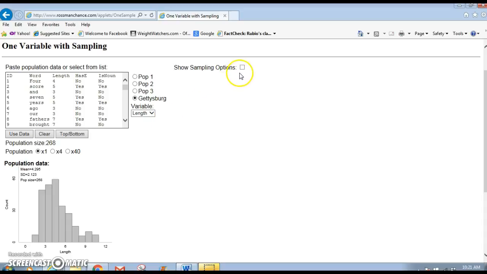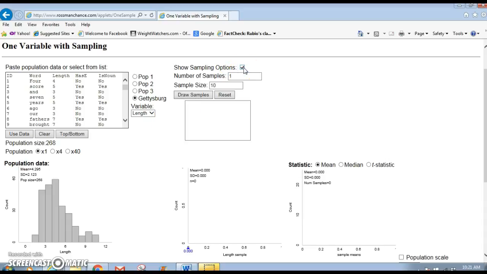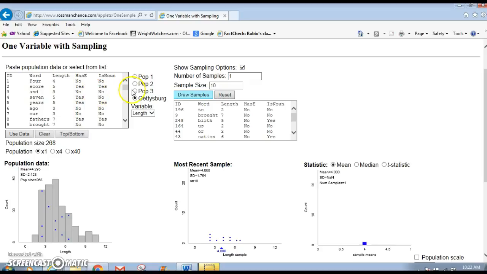Now, if you click this Show Sampling Options, what we're going to do is draw repeated samples from this population of the same size, and then we're going to plot the means of our samples. Okay. So the sample size is default set to 10, and I'm only going to take one sample just to show you. So I'm going to draw a sample from this population here, and you can see that my 10 words are to, brought, birth, us, or, nation, here, long, and cause.